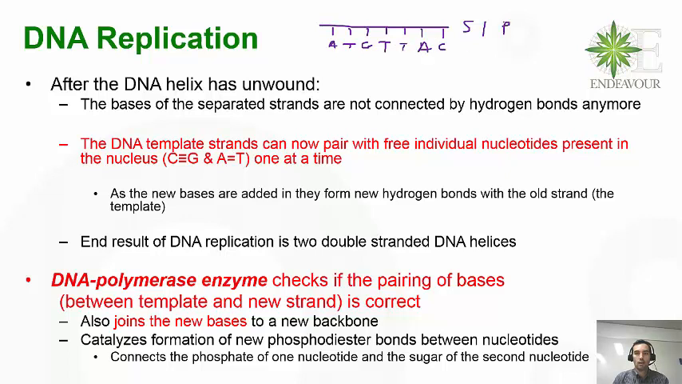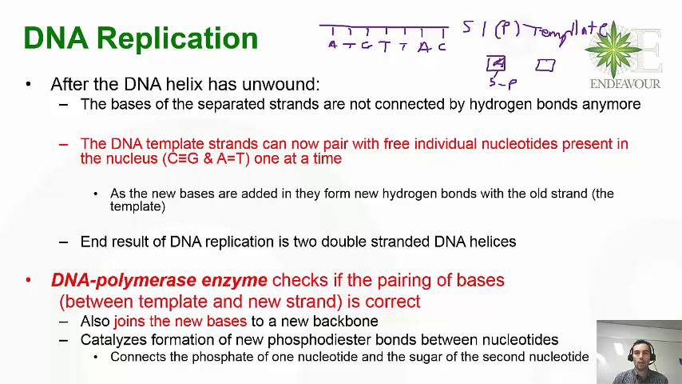So this is the parent. So what we say is this is the template. So the template can actually start creating a new strand. So what we have is what we call our nucleotides floating around. So the nucleotides will be one of our four bases attached to the sugar and the phosphate.